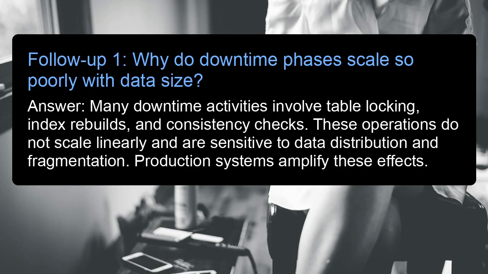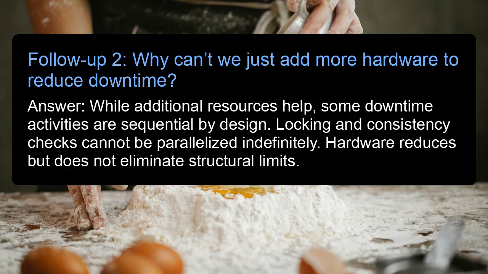Follow-up 1. Why do downtime phases scale so poorly with data size? Answer: many downtime activities involve table locking, index rebuilds, and consistency checks. These operations do not scale linearly and are sensitive to data distribution and fragmentation. Production systems amplify these effects. Follow-up 2. Why can't we just add more hardware to reduce downtime? Answer: while additional resources help, some downtime activities are sequential by design. Locking and consistency checks cannot be parallelized indefinitely. Hardware reduces but does not eliminate structural limits.